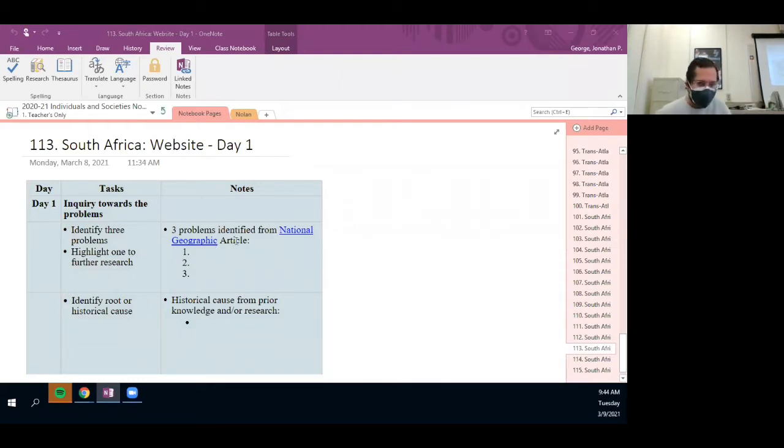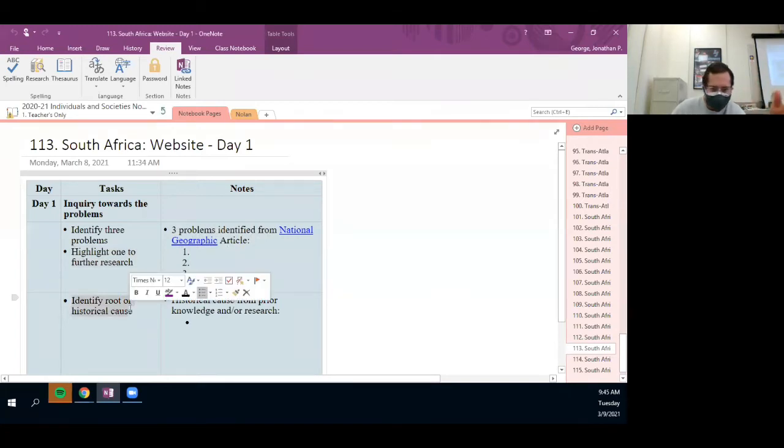We're all going to look at this National Geographic article, and I want you to identify 3 problems, 3 inequities, 3 areas, 3 issues that you see that kind of make you upset, that get you going, okay? That maybe you can address or research or look more into, okay? When it comes to present day in South Africa, okay? That is the first step as we read this article together. The second step is highlight one to further research. And then the third step is what could be the root cause of this issue, okay?